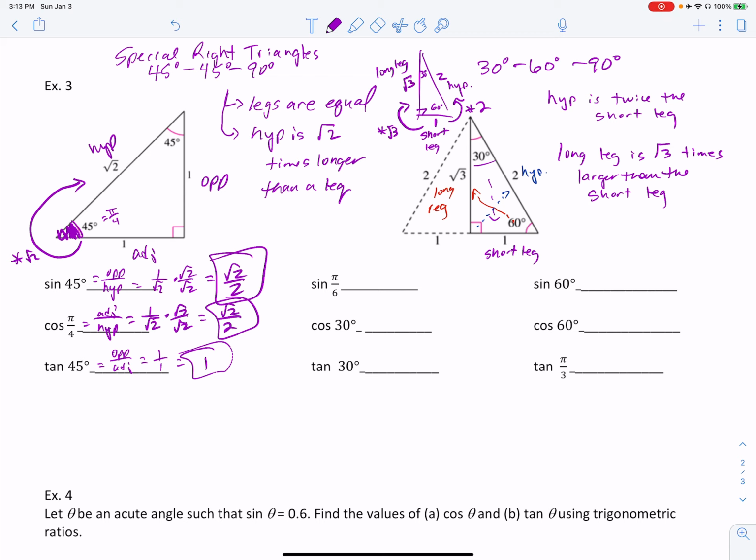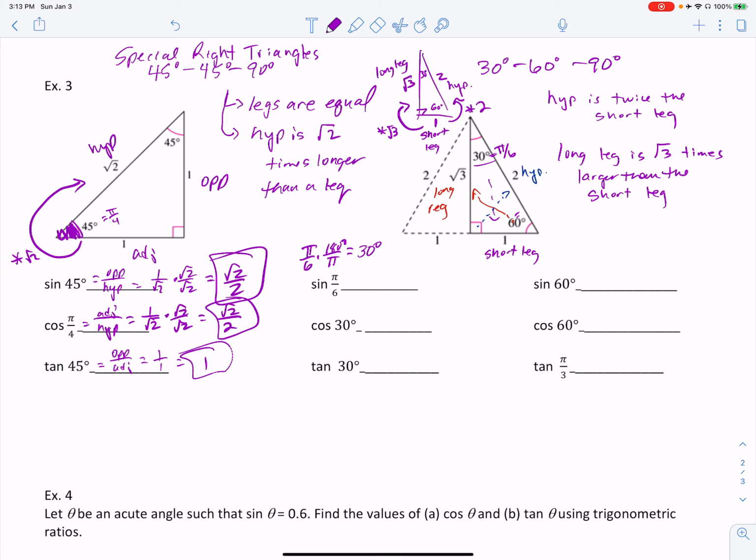And so the other thing to remember is pi over 6. If you multiply by 180 degrees over pi, you get 180 over 6. 6 goes into 18. That is your 30 degrees. So pi over 6 is your 30 degrees.